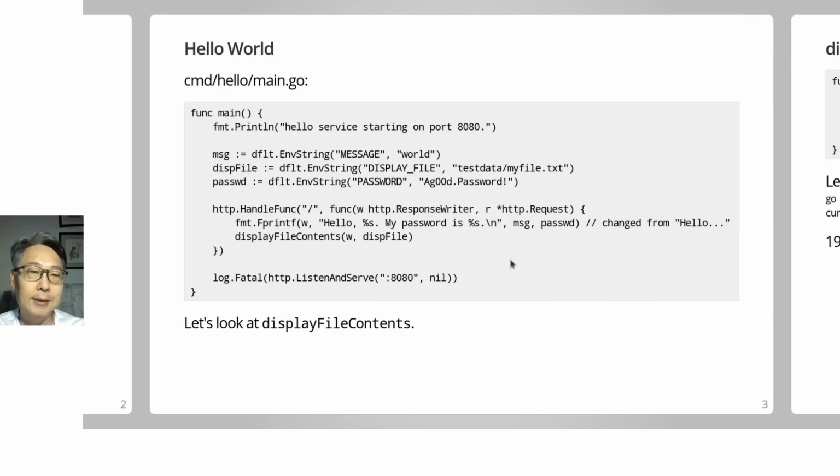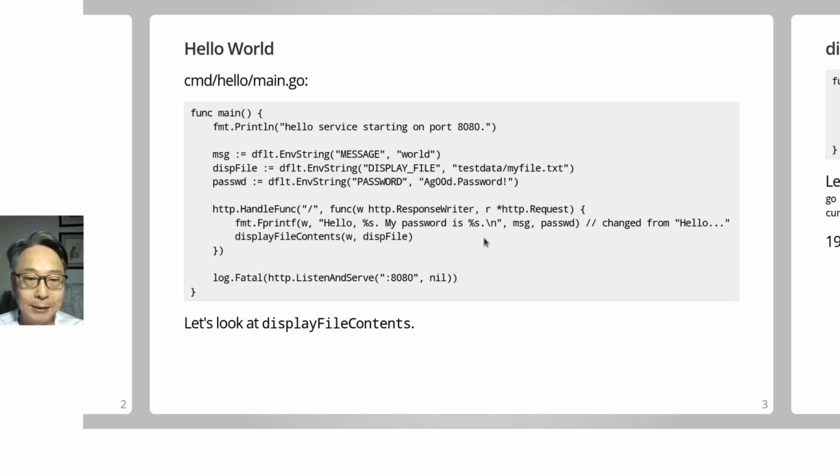Here is our Hello World service. It starts off by printing the port it listens to. These are variables derived from the environment. So the message is world. The display file is a file path, and a password is supposedly a good password.